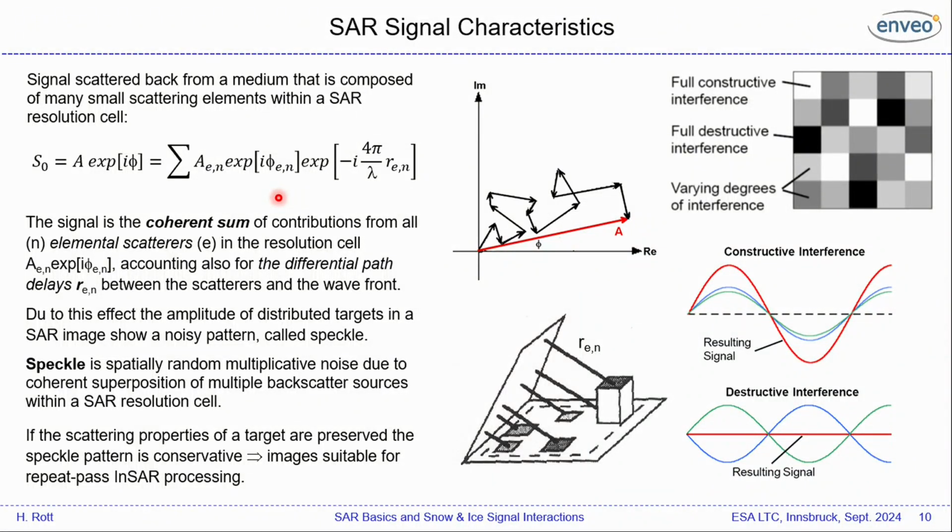It changes, of course, for example, in vegetation. If we have wind or if there's snow and it melts, then, of course, we cannot do this. But if the target doesn't change, then the phase is preserved.